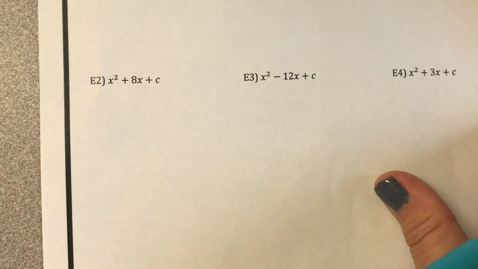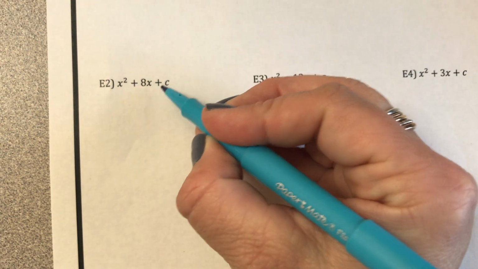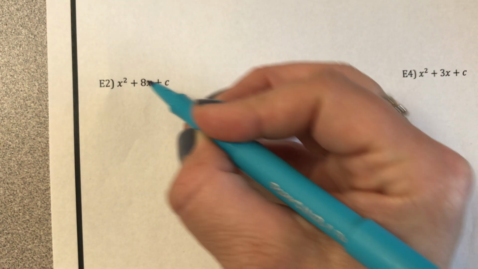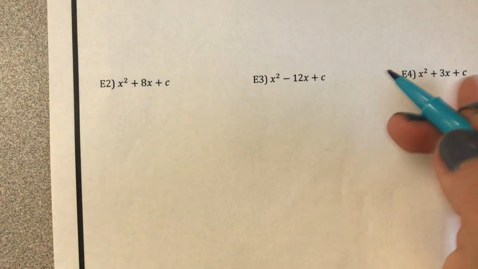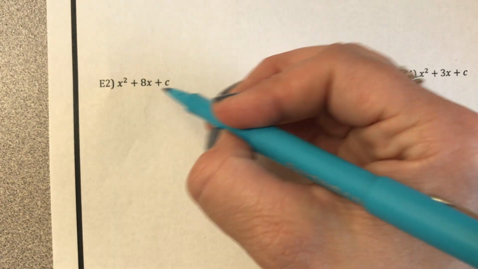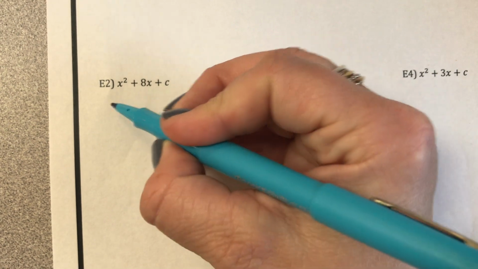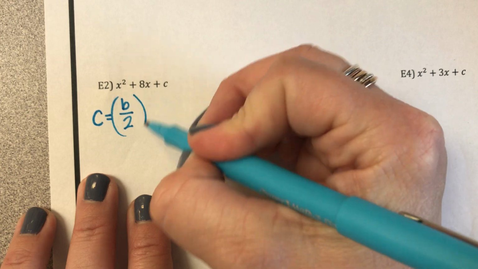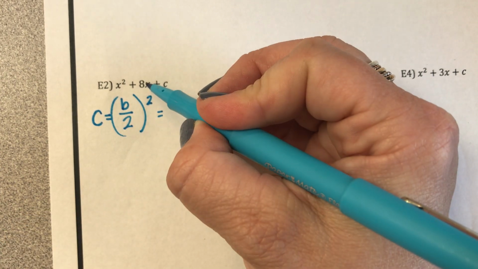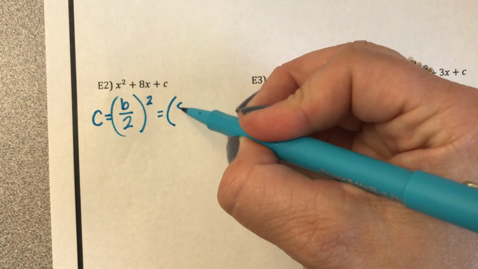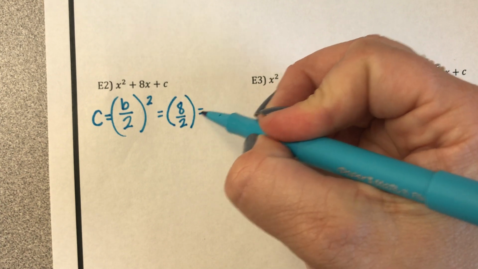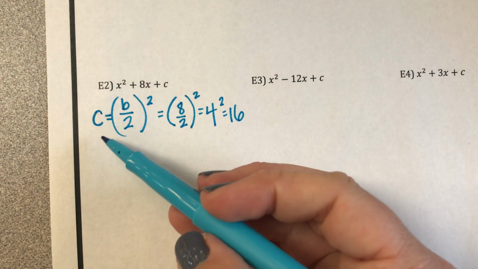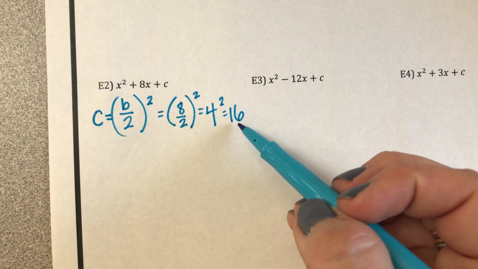Okay, so on every single one of these, the first thing we have to do is figure out what c is, and then we're going to factor it. So what would I put in here to make this a perfect square trinomial? What we do every time, c is equal to b over 2 squared. So here, b over 2 is 8 over 2, which is 4, and 4 squared is 16. So on number 2, c would be 16.